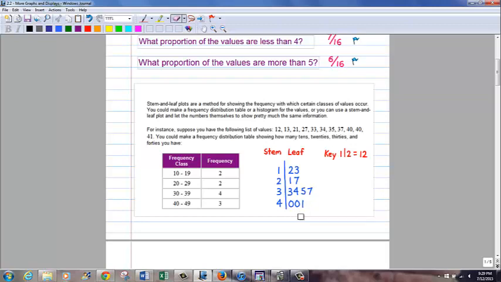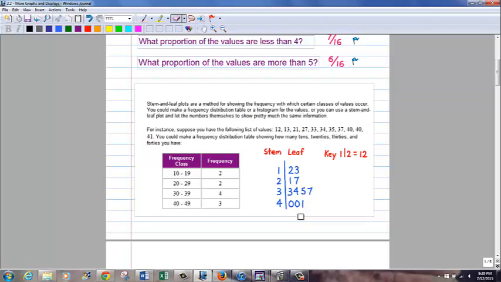It's often asked, do these leaves have to be in numerical order? Well, for the most part, they're usually presented in numerical order. I guess you could argue that they don't have to be, but I think it's best if you put them in numerical order.